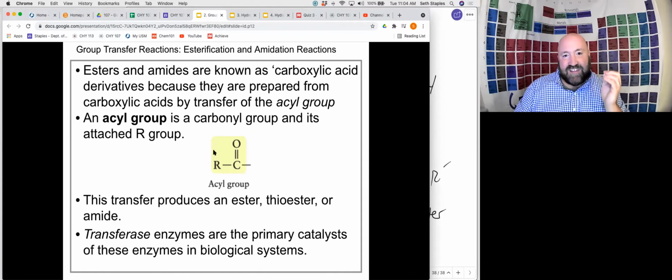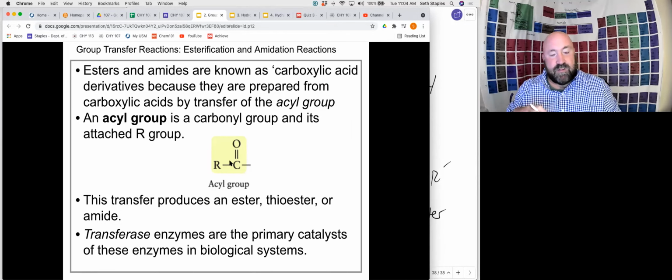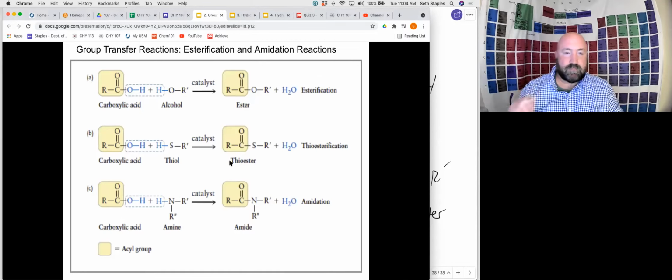And so we have this acyl group here from a carboxylic acid, which can then be reacted with various compounds, which we're going to talk about, in order to produce our esters, thioesters, or amides, in order to make these important compounds. Within biological systems, there are enzymes called transferase enzymes, which facilitate these reactions. So let's take a look at them.